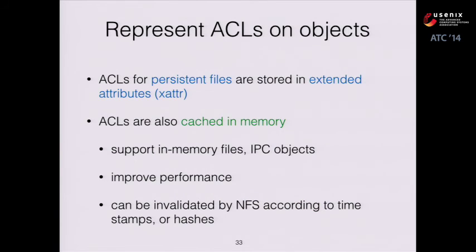As an implementation detail, we store ACLs of persistent files in extended attributes. But we still keep an in-memory cache for every ACL to support in-memory files, IPC objects, and to improve performance. But the ACL can be invalidated by certain file systems, including NFS, according to timestamps or hashes.